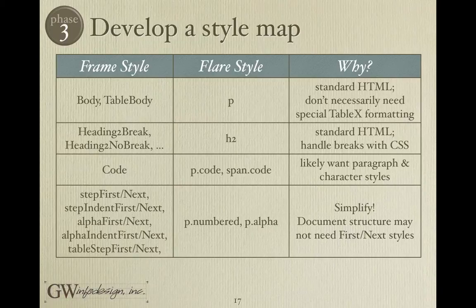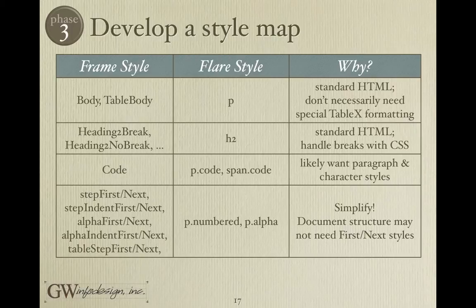If you have code samples in your doc, sometimes they're defined as paragraphs, sometimes it's just someone selects the text and hits Courier. If you do a lot of code stuff, you're probably going to want both paragraph and character level, a p.code and a span.code. And the paragraph would basically set it to a monospace font, perhaps have the pre-tag there so it preserves any kind of white space.